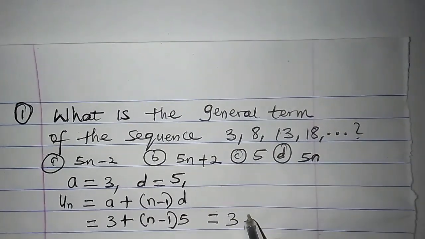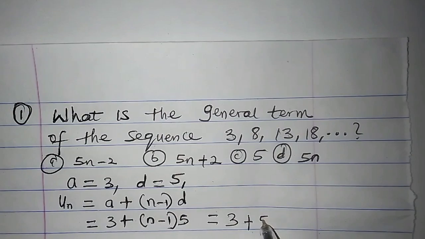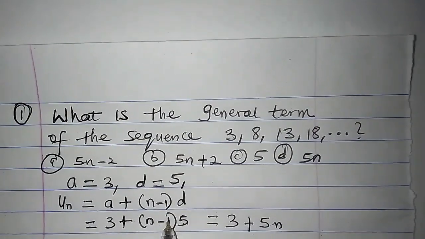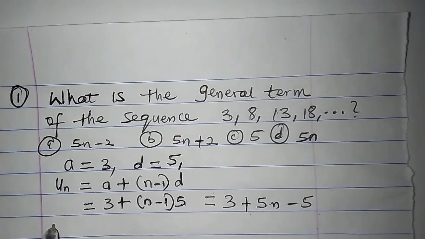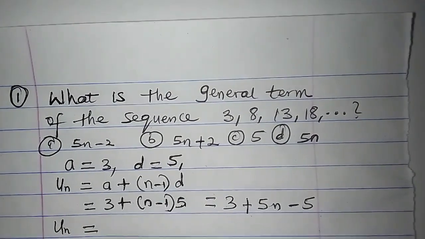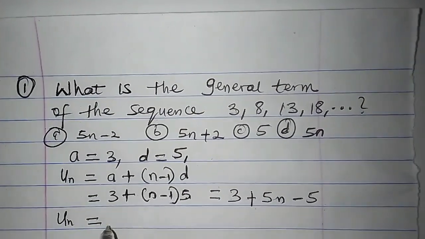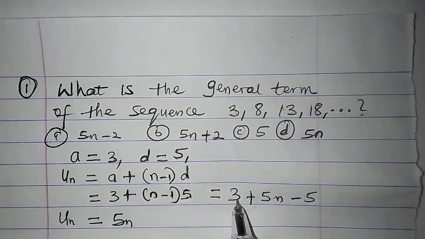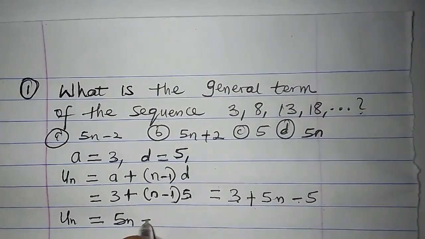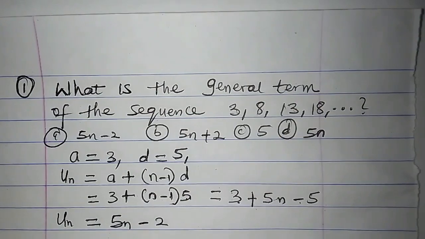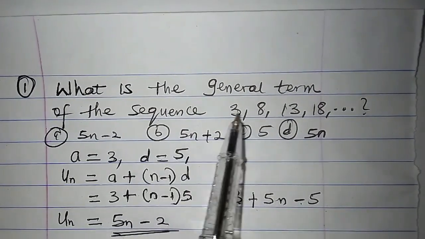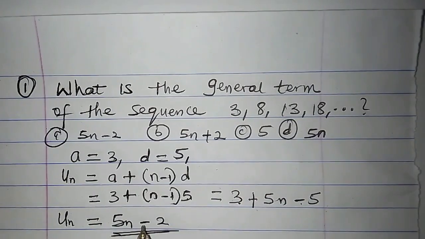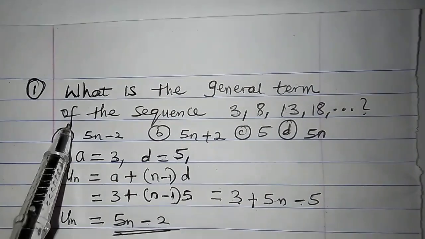3 plus 5 times n is 5n. 5 times minus 1 is minus 5. So the final answer becomes U n is equal to 5n, 3 minus 5 is minus 2. So this is the nth term or the general term of this sequence. And I can see this option under option A.